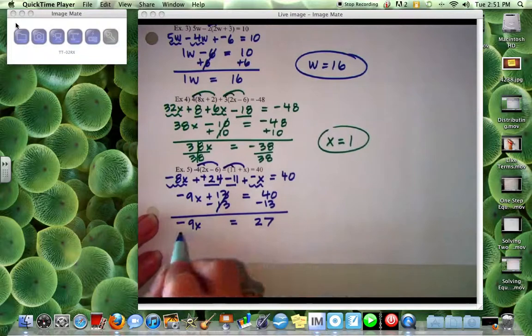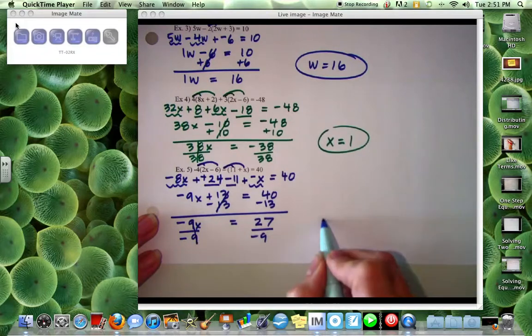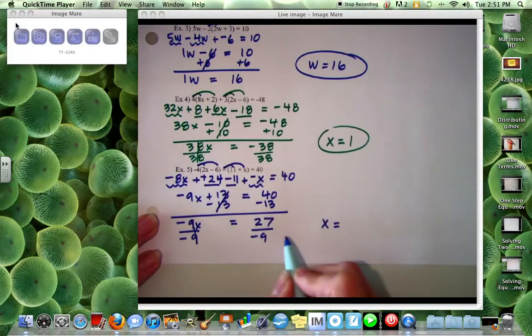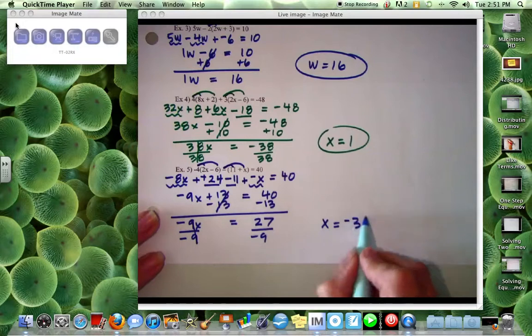Last step, divide both sides by negative 9. I have x equals 27 divided by -9, which is -3.